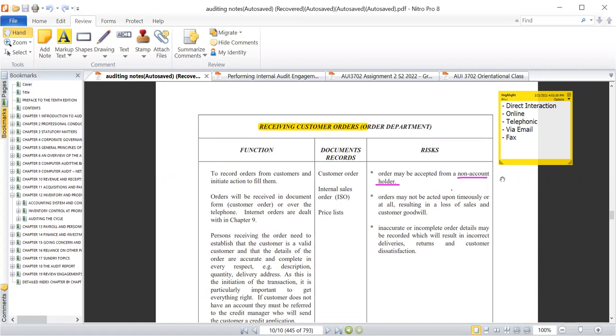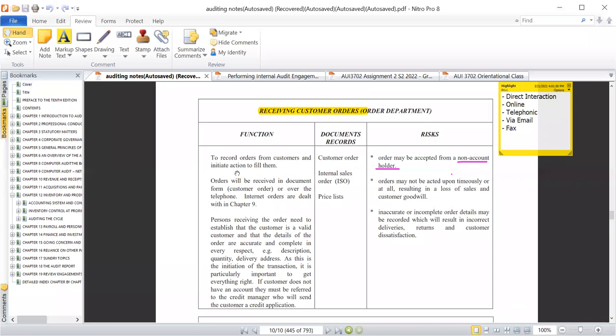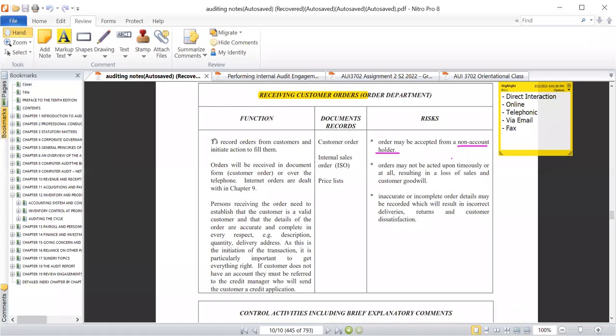So what I want you to notice is this. When you are processing or receiving customer orders, the audit objective of this function is to record orders from customers and to initiate action to fill them. I'm not going to mention a whole lot of what is written here, but the first point already summarizes what the order department should be doing. They are supposed to record orders from customers and to initiate action to fill them. But all these should be happening accurately.